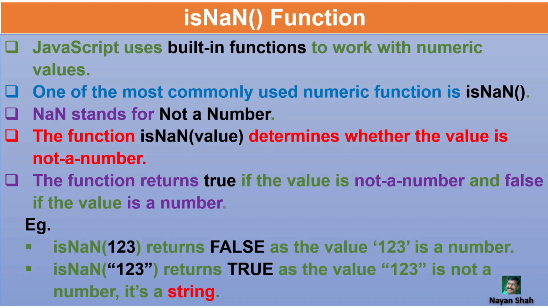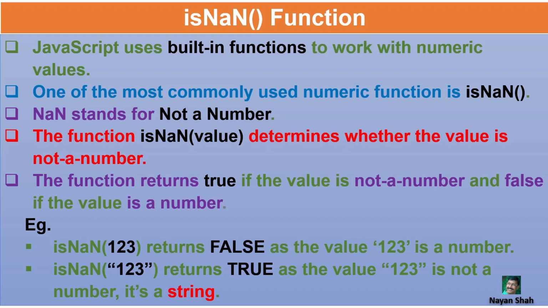So in the bracket, whatever you write, if that thing is not a number, then it will return true. And if it is a pure number, remember, pure number, then it will return false. So the function returns true if the value is not a number, and if it is a pure number, then it will return false.